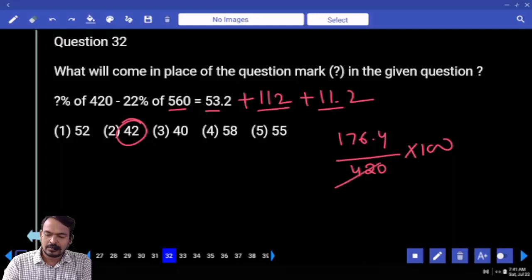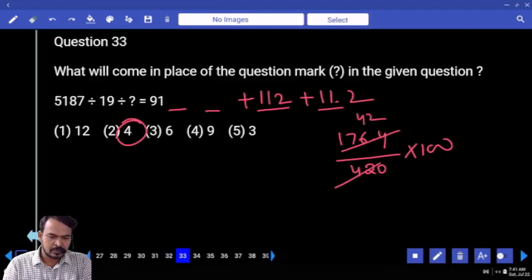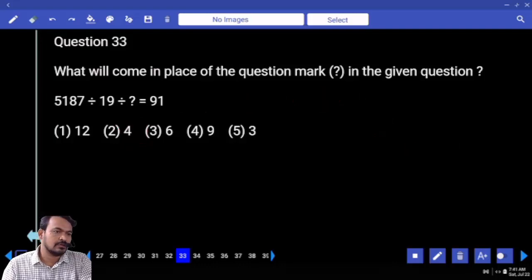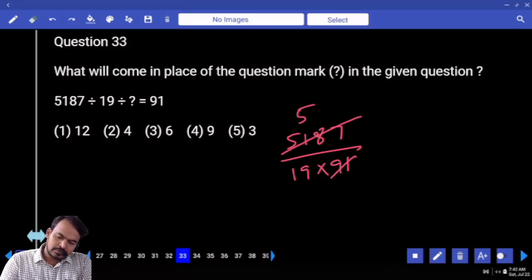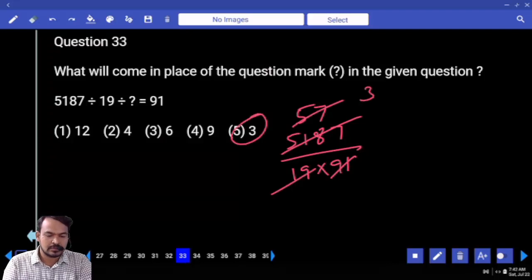But the answer 42 how many times? 42. It's 33. Continuation division. This one we written 5187 divided by 19 into 91. First 91. 5 times how much? 455. What is the remaining? 45 plus 18, 63 means 637. 637 means almost 7 times. 57 means almost 3 times. What is the answer? 3.